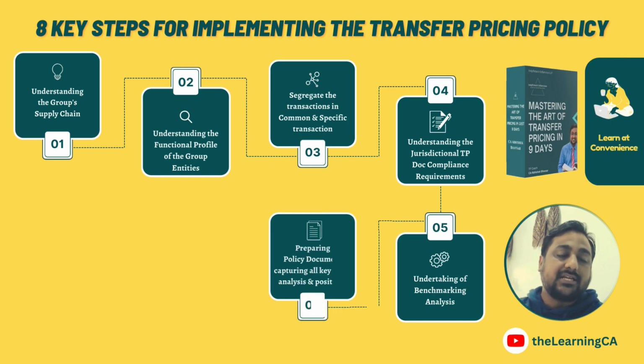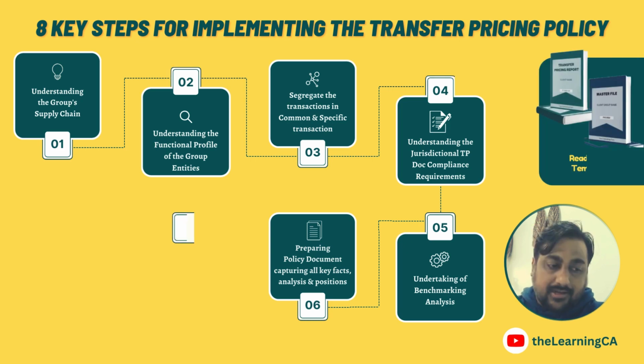Step number 6 is basically you document all the analysis which you have undertaken, that is the functional profile, supply chain, the entire analysis, the benchmarking analysis, the methodologies adopted, the positions taken. Also, it is important at this step that you draft intercompany agreements if they are not available, or in case they are available, you can advise modifications to the intercompany agreement so that they align with all the functional profile and the benchmarking analysis which you have undertaken. So that is step number 6 technically. Now, what is step number 7?